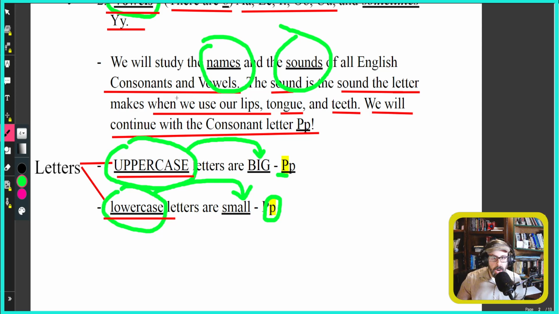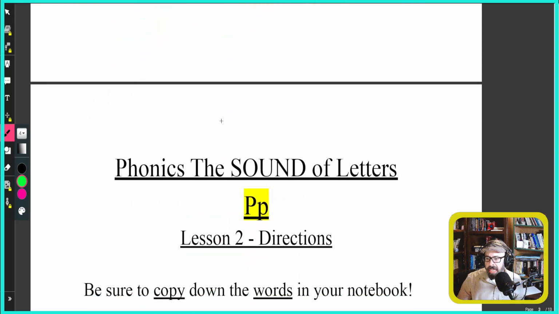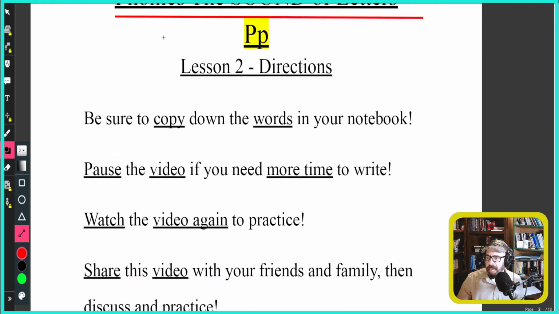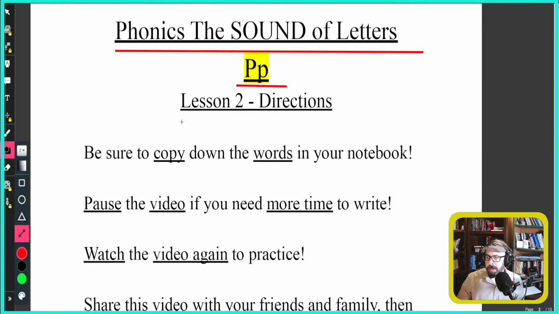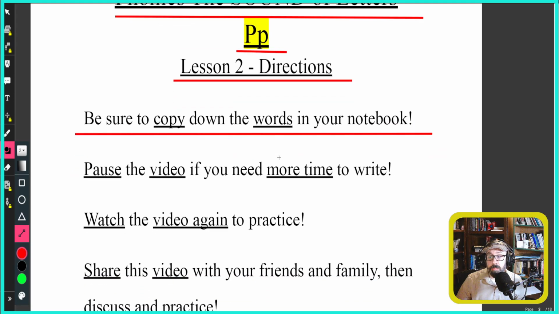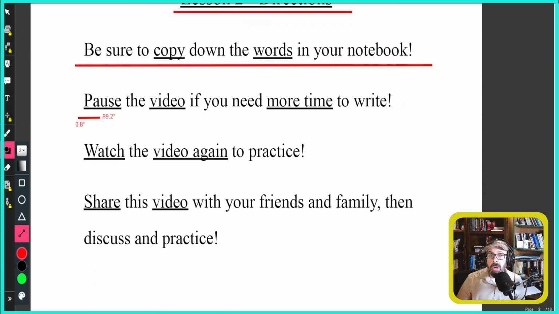All right, let's go down and take a look at our phonics sheet here. Sound of letters. Letter P. Lesson 2, directions. We're going to do listening and writing. Listen and write. Be sure to copy the words in your notebook if you want to copy the vocabulary and practice writing. Pause the video if you need more time to write.